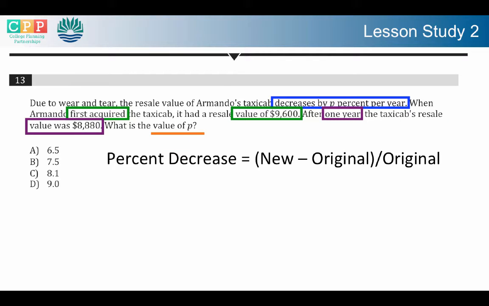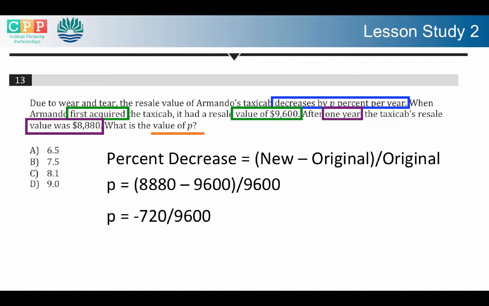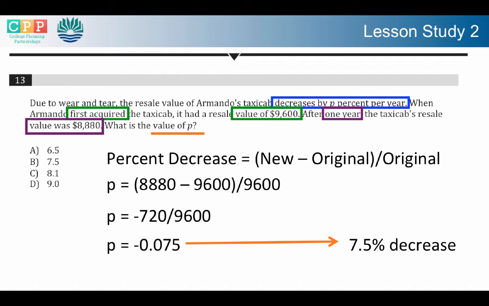To find that, percent decrease equals the new price minus the original price, divided by the original price. If we convert it into the numbers we have, P equals 8,880 minus 9,600, divided by 9,600. Negative 720 divided by 9,600, I get negative 0.075. So I have to convert that to a percent, which is a 7.5% decrease, which is answer B.